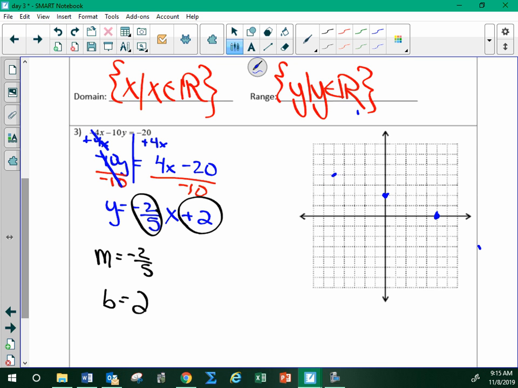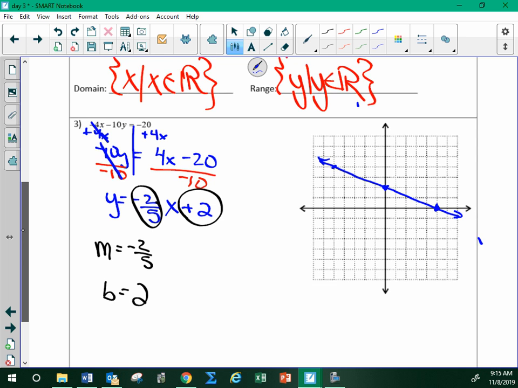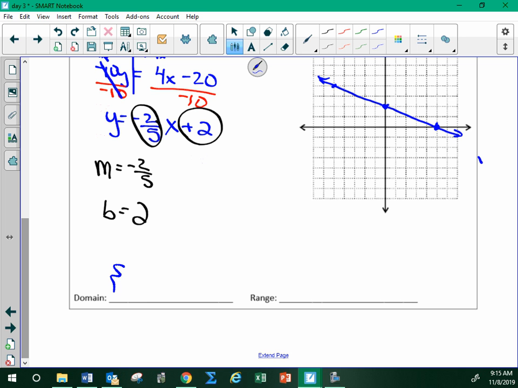Negative 20 divided by negative 10. Negative divided by negative is positive. And next, again, real numbers. Again, just double check. We had a negative slope, so I should have that negative slope. My domain is all real numbers. My range is all real numbers.